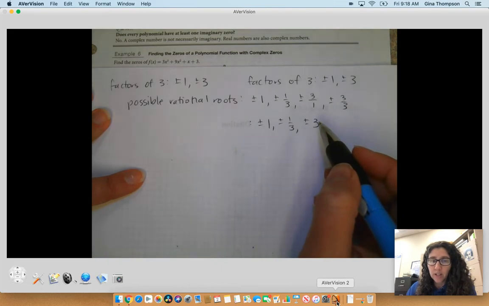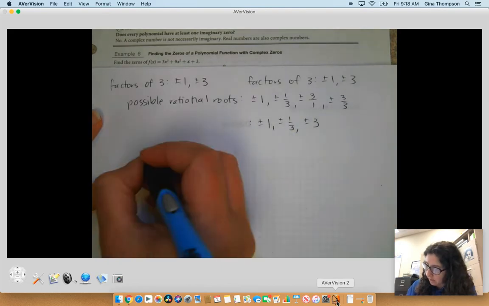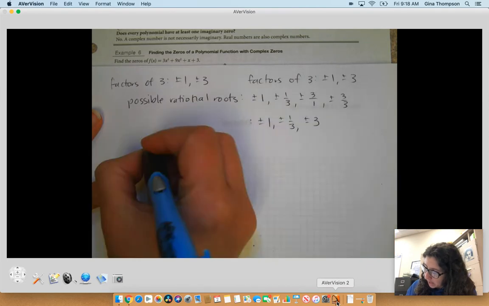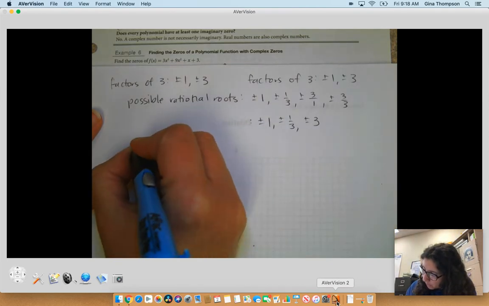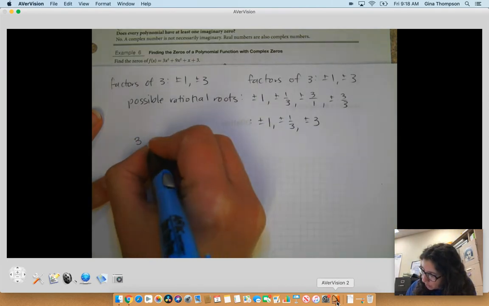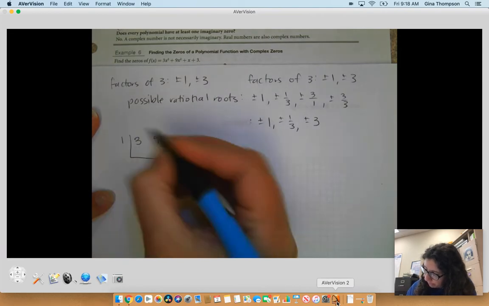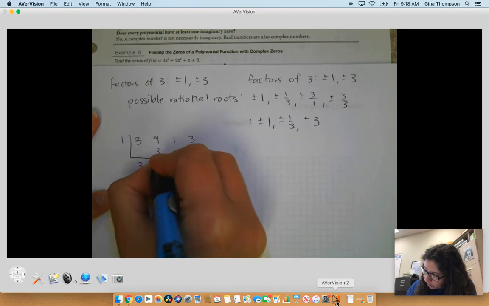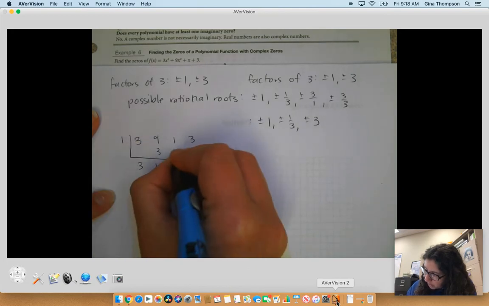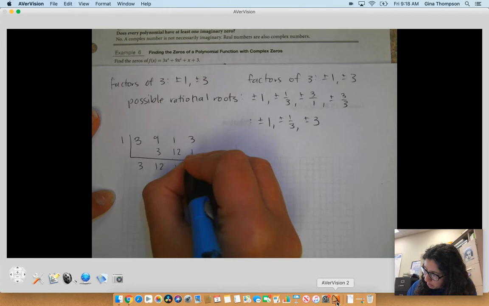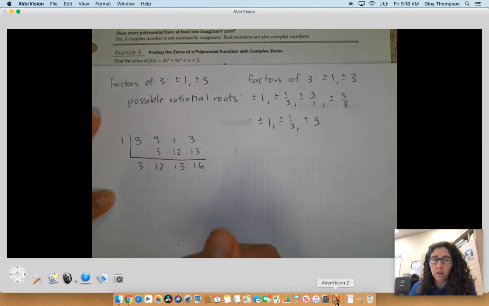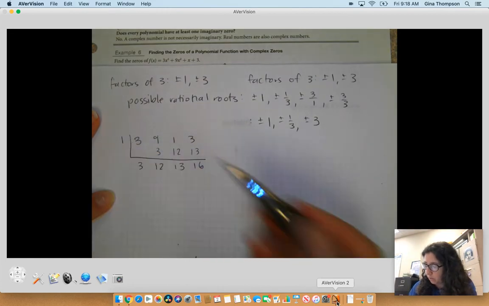Let's see if my magic works again. Let's just choose one because it's easiest. All right, we're going to plug these in using synthetic division. Our coefficients are 3, 9, 1, and 3. Let's try 1. 3, 12, multiply, add. Nah, didn't work. Okay, so this isn't a root.